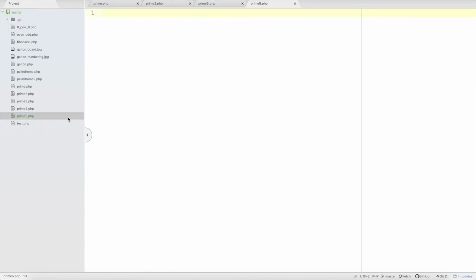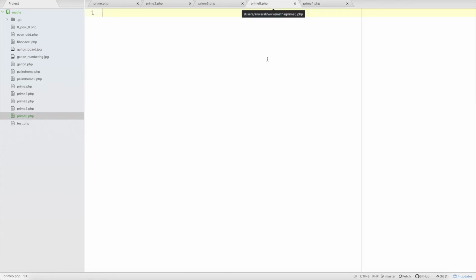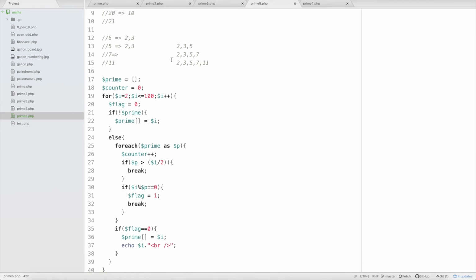Okay, so we created prime5, and let me just copy prime4 and paste it over here. So this was the one that we talked about. We just need to move to the halfway and try to divide the number by smaller numbers that are only prime, up till the halfway. That was what we did. If you're confused about how we did this, you can refer to our previous videos on prime, two or three videos earlier, and check to see if everything is good.